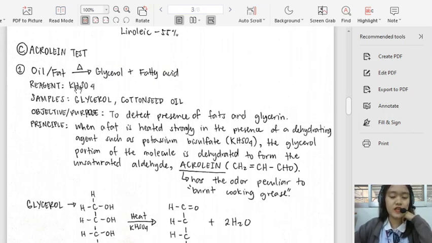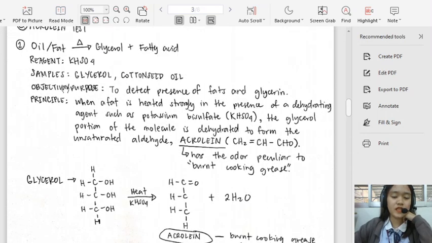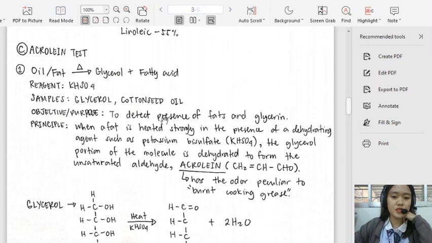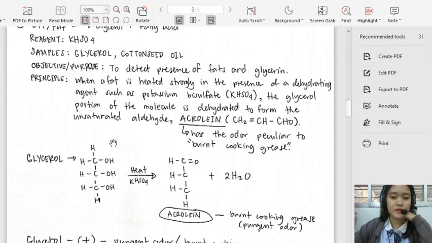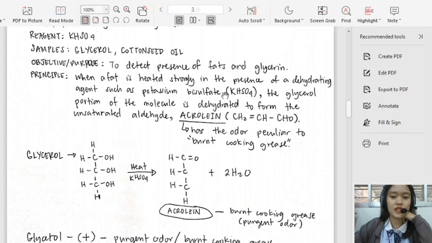Okay, so ang reagent natin, you have potassium bisulfate or pwede rin potassium hydrogen sulfate. And your samples, you have glycerol and cottonseed oil. So, the objective or purpose of your Acrolein test is to detect the presence of fats and glycerol or, more importantly, glycerol. Detection for the presence of glycerol. So, principle niya, when a fat is heated strongly in the presence of a dehydrating agent, such as potassium bisulfate or potassium hydrogen sulfate, the glycerol portion of the molecule is dehydrated to form unsaturated aldehyde.